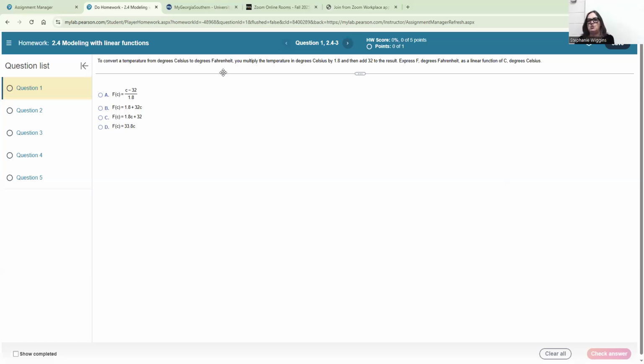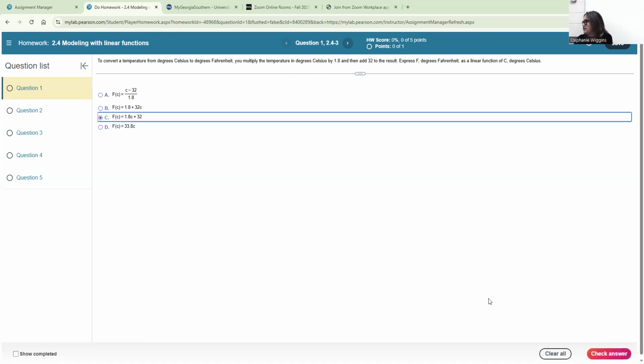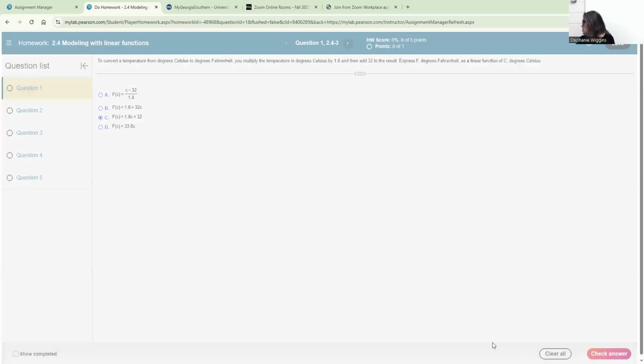And we are told that what you do is you multiply the temperature in degrees Celsius by 1.8, and then you add 32 to the result. So if you look at your choices here, F is your function, and you're inputting a Celsius, that's the C. And what you do is you take 1.8 times that Celsius, and you add 32. So C describes that perfectly. So we're just looking for linear functions that describe the situation given verbally.